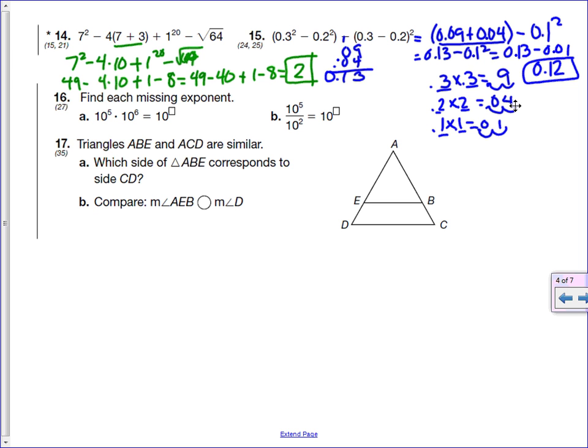Find the missing exponent. When I multiply things with the same base, I add the exponents. So this is going to be 5 plus 6, which is 11. And when I divide things, I subtract the exponents. So this will be 5 minus 2, which is 3.